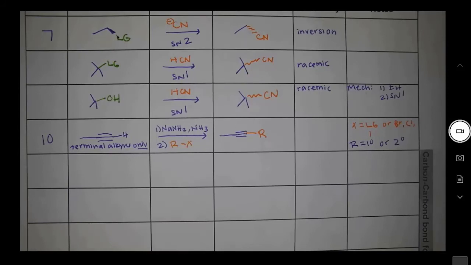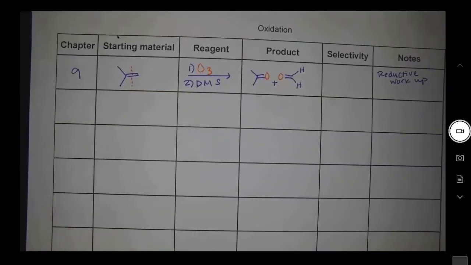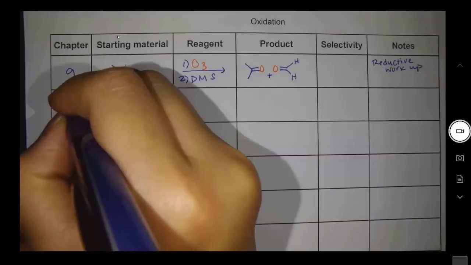All right, then we have a couple, I think oxidation is next. Yep. So we have a couple of oxidation reactions to add. All right, and this is chapter 10.